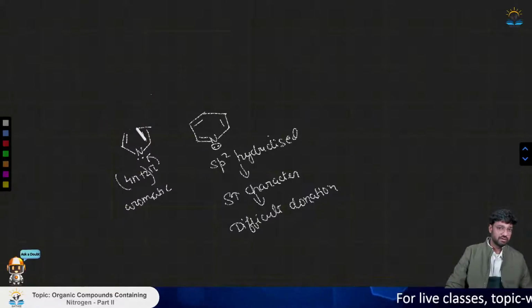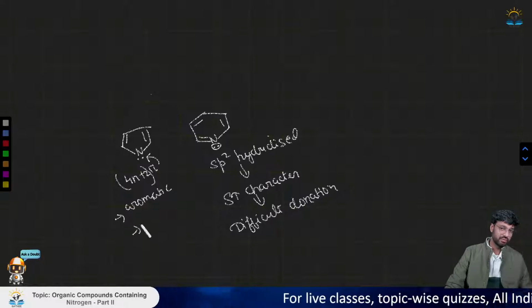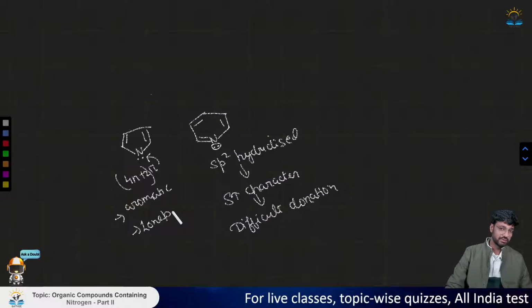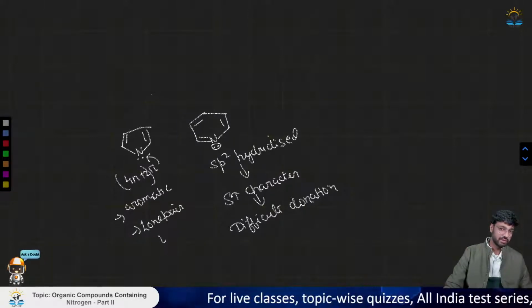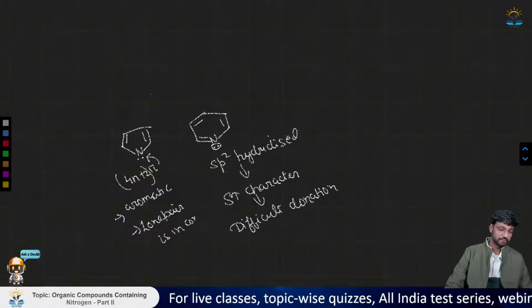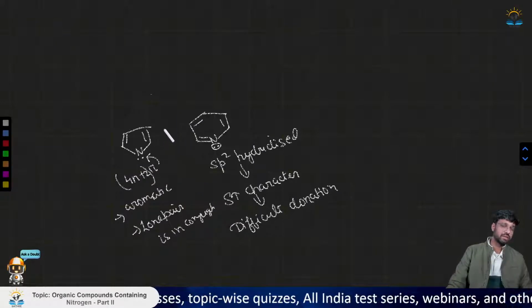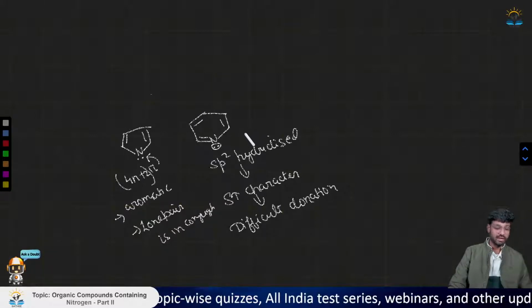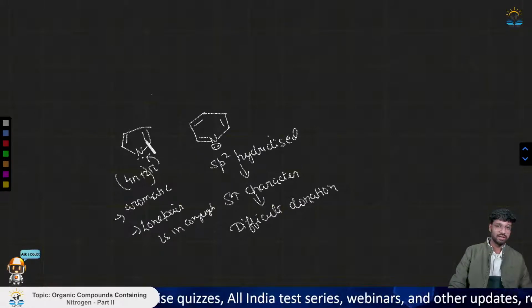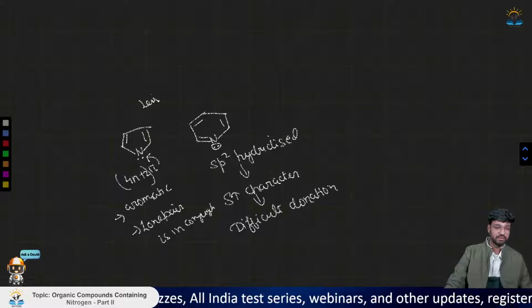Okay. Now, since this lone pair is going into conjugation to keep the ring aromatic, the lone pair is in conjugation. Due to this reason, both of these are less basic.